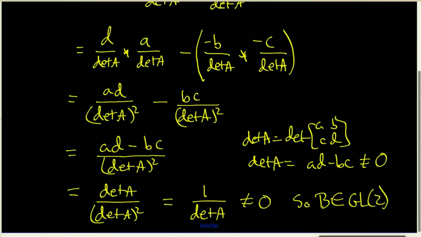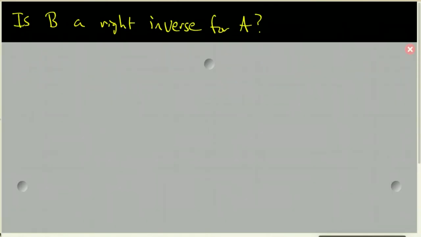So it's possible for B to be a valid right inverse element. We still have to check out if A times B is equal to the identity. So let's check that out. So is B a right inverse for A?